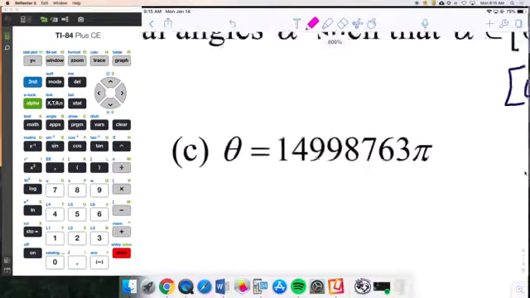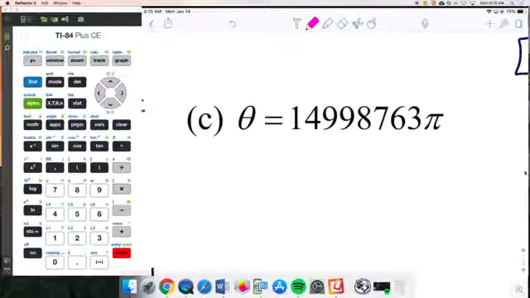And now we're looking at this fellow. So take a minute, 1 minute, and go ahead and do this one. Figure out what the coterminal angle is, and then what the reference angle is. Tick-tock goes the clock.